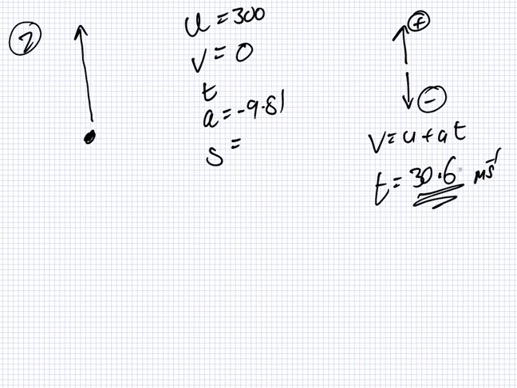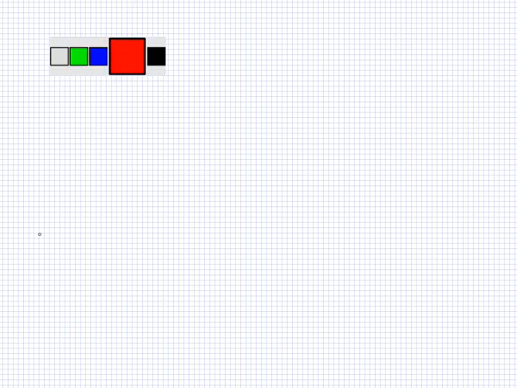Okay, so this one here, number 2. What happens is you fire a bullet up into the air and then it comes down. So let's look at the first part of the journey, up to the top. That's the bullet. Up to the top, so the u is 300, the v is 0, t we don't know, a is minus 9.81, and s.